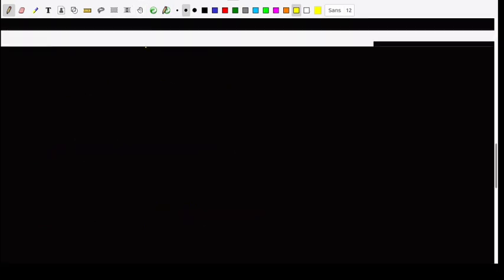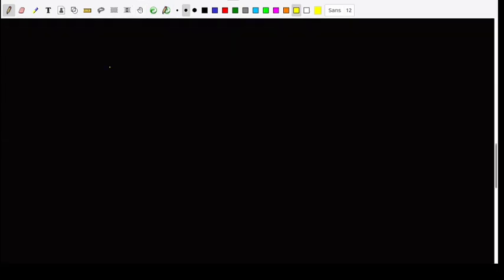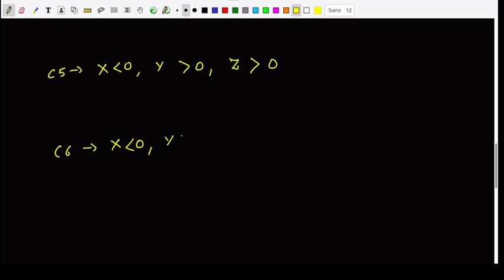Okay, so far we have added 4 cases. Let us add the 5th case. So the 5th case is basically x is less than 0, y is greater than 0 and z is greater than 0, right? The 6th case would be x is less than 0, y is greater than 0 and z is less than 0, right?